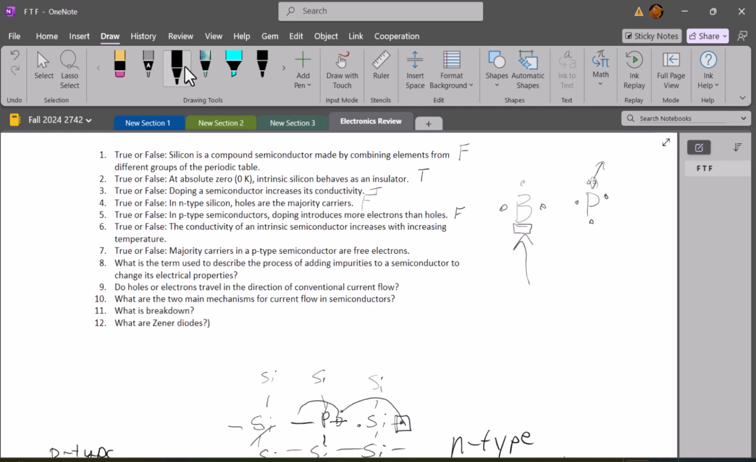Okay, did that make sense? Yes. So what did, like, are we able to just use any element we want to dope a silicon with?